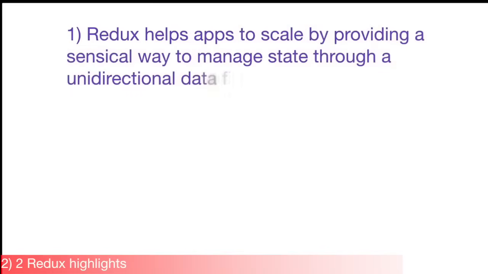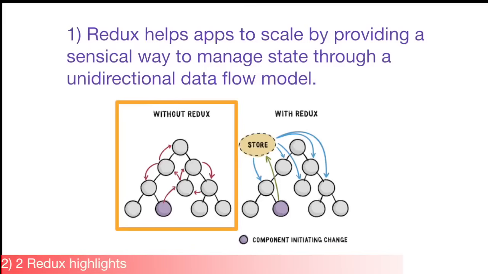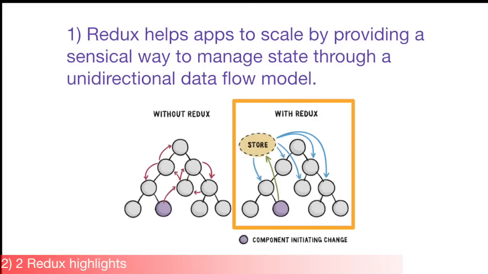So first, here are the two highlights of Redux. First, Redux helps apps to scale by providing a sensible way to manage state through a unidirectional data flow model. An app without Redux may have 50 components that each have their own state, and they may talk to each other and update each other's state, and so the state of the app as a whole becomes extremely convoluted and confusing. An app using Redux, on the other hand, has one place where the master state of the entire app lives, and components send requests to update that master state, and then state changes to the master state flow down to all of the components. You can easily know the entire state of the whole app.